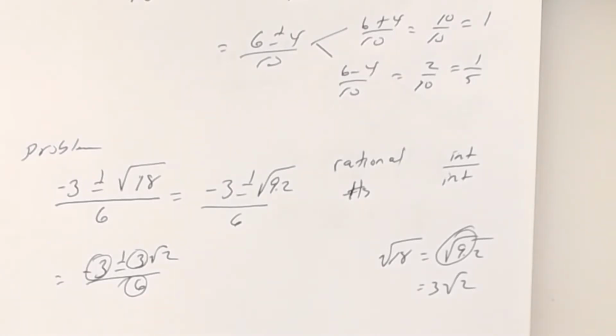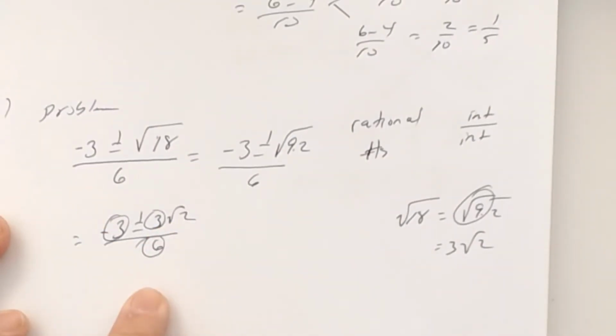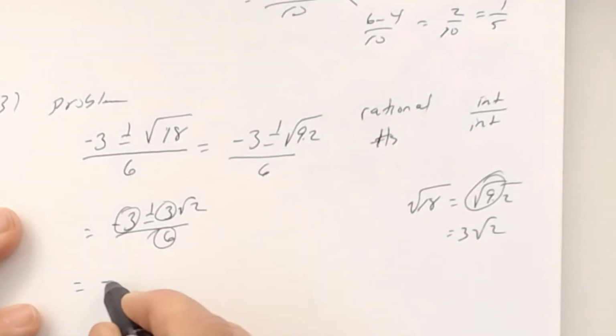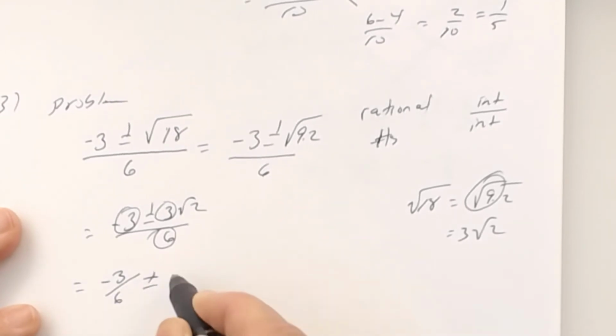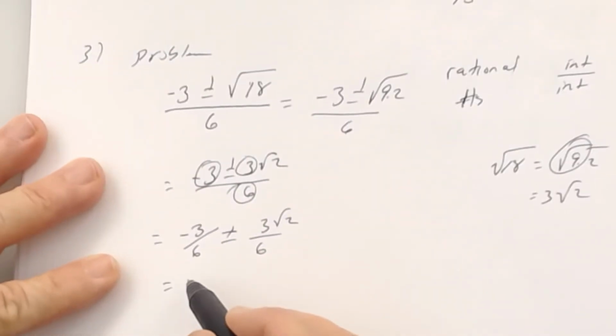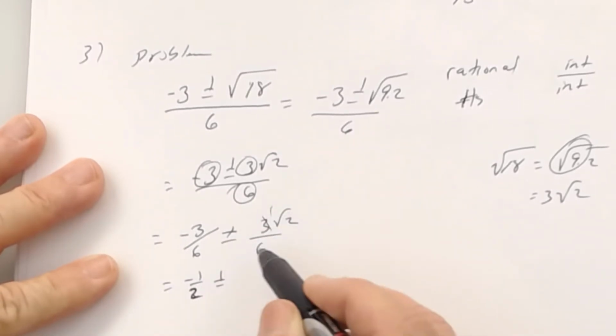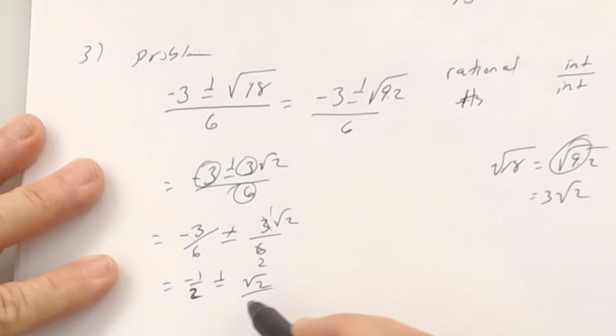In fact, what you could have done to save yourself is just break it down into 2 fractions. You would have seen that: negative 3 divided by 6 plus or minus 3 square root of 2 divided by 6, and then reduce. What's negative 3 over 6? Negative 1/2. Plus or minus, and then that's 1 and that's 2, so that's square root of 2 over 2.